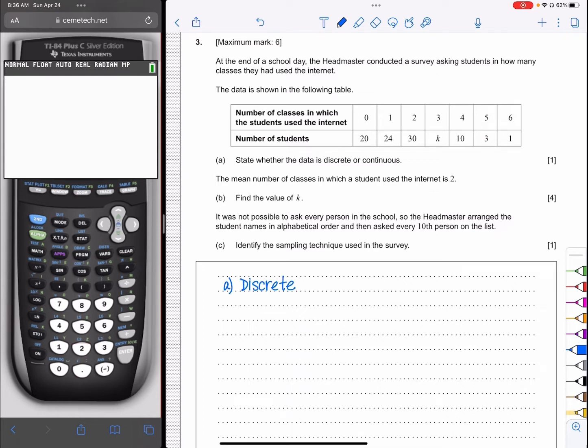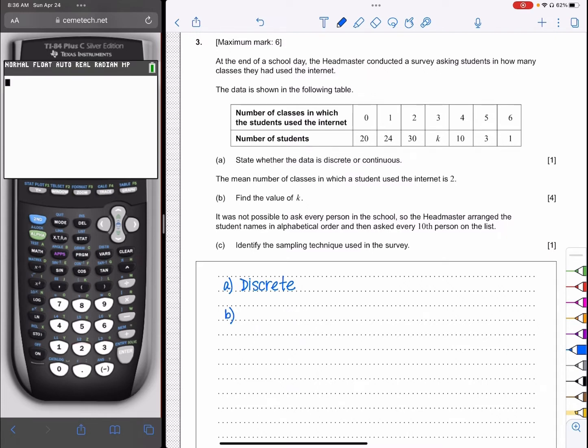All right. Part B, it says the mean number of classes in which a student used the internet is 2. Find the value of K. We should know that in order to find the mean, we add up all of our numbers and then divide by the total amount of numbers that we have. So you see that I have a table here, with the number of classes in which the student used the internet, and then the number of students, AKA the frequency.